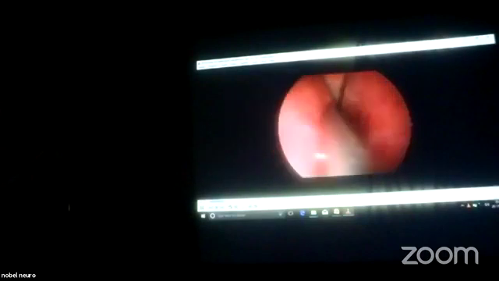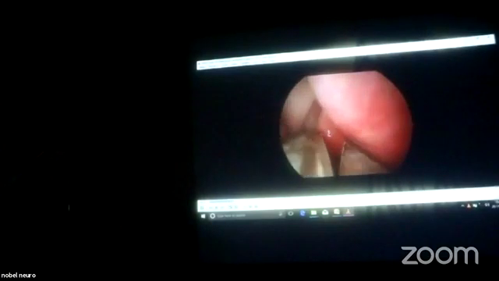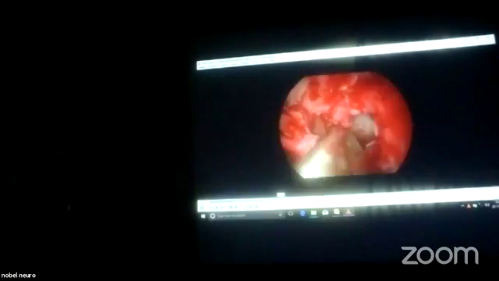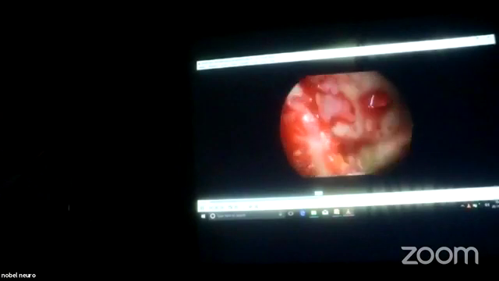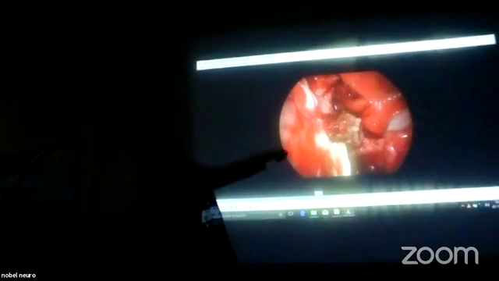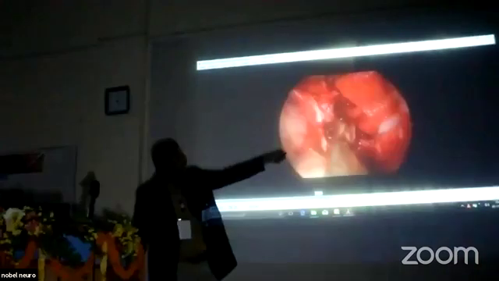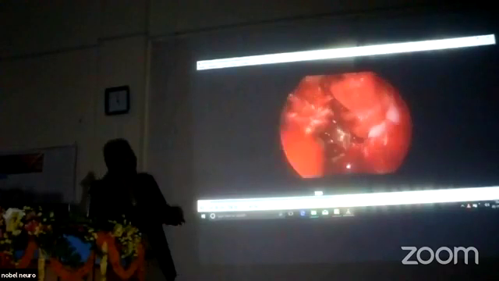The initial steps are similar to what you saw in the previous talk. That's the inferior turbinate. We lateralize the inferior turbinate. We resect a part of the middle turbinate. And that's the sphenoid sinus opened. And that's the maxillary sinus. That's the sphenopalatine artery being cauterized. This is called the artery of epistaxis, which usually causes the epistaxis. If you cauterize this artery, epistaxis usually stops.